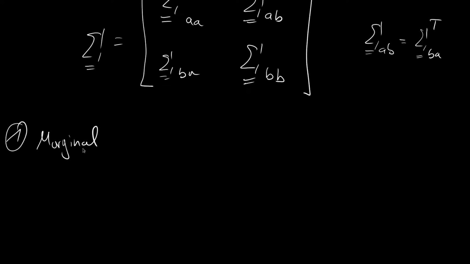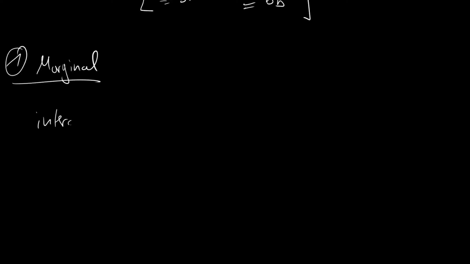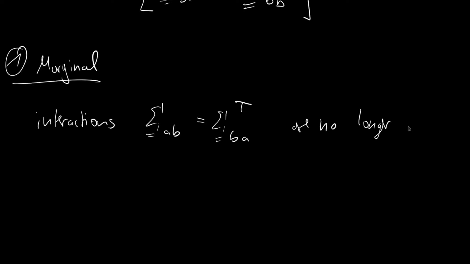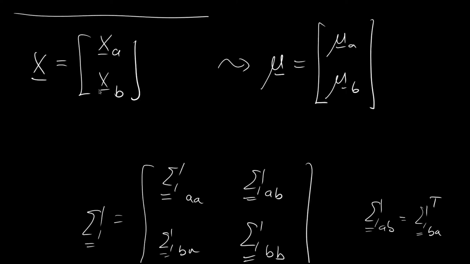And the important thing for the marginal that we have to consider here is that these interactions are no longer relevant. So the interactions, and these are sigma AB or equivalently sigma BA transposed, are no longer relevant. Why is that? That is because we would integrate out all the dependencies on the elements that are contained in the other vector. So if we want to marginalize on xa, then we would marginalize out all the dependencies on xb, and this would also of course include the interactions between the dimensions.